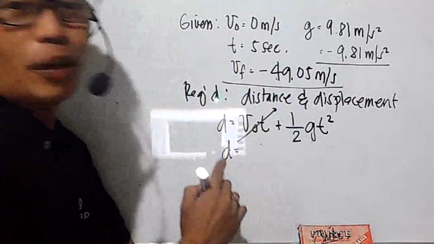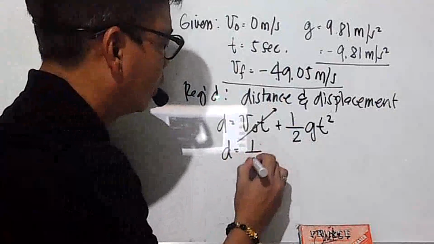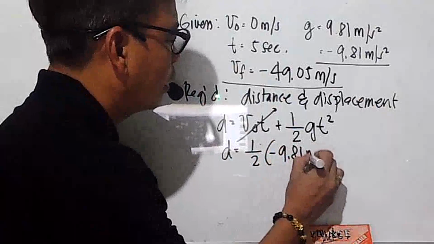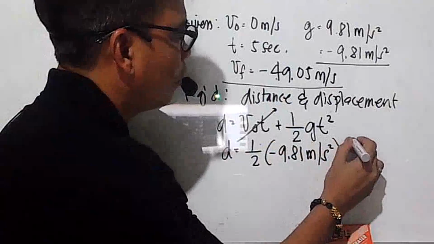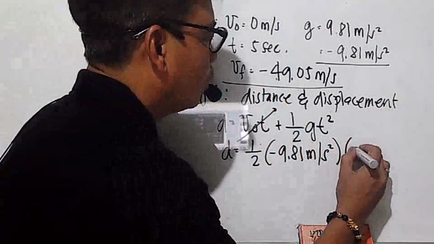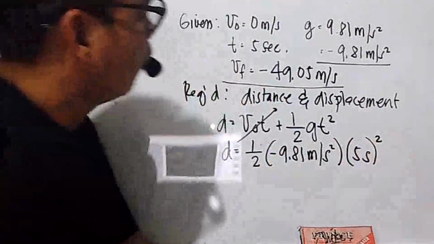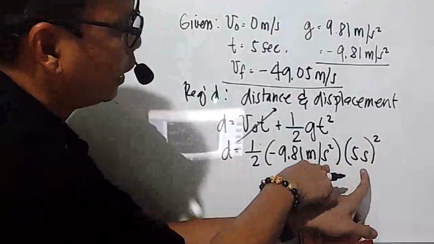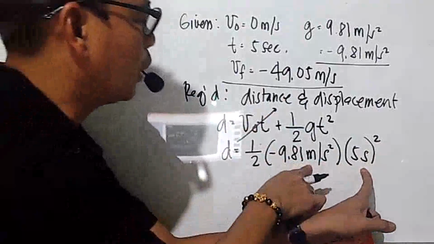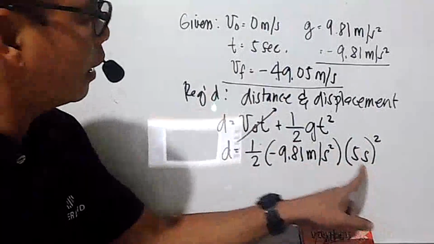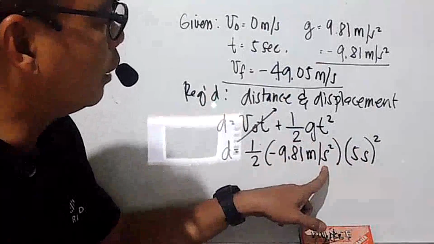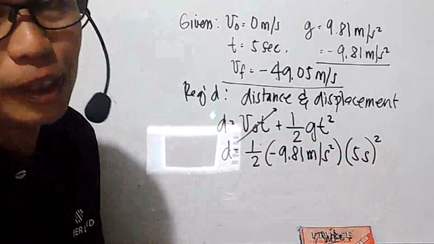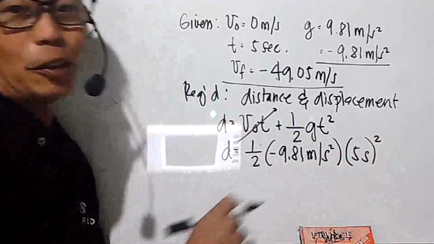Okay, next is we substitute the values. So 1/2, okay, what is 1/2 of G, which is negative 9.81 meter per second squared multiplied by your time squared. So it is equal to 5s squared. Now, if you square 5 seconds, seconds become second squared. So second squared will cancel. You will have a unit of meter. So meter will remain. So tama-tama distance siya. Kasi yung second squared mo, and then this one, seconds become squared. So magka-cancel sila. Therefore, your unit will be in meters ang unit mo.